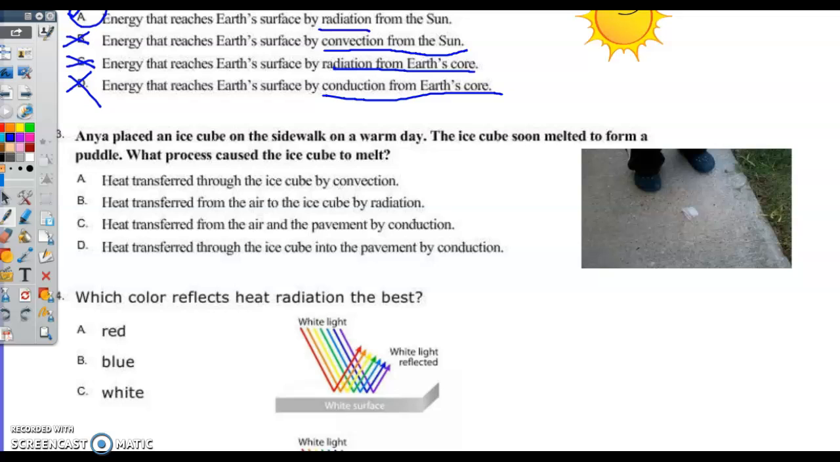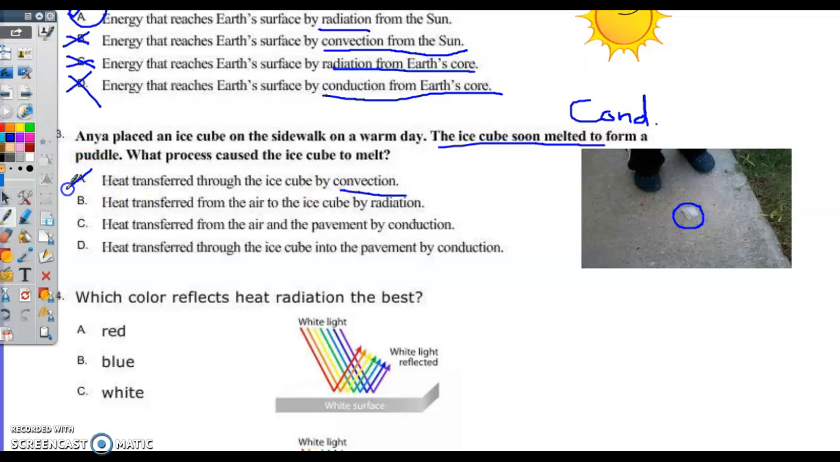3. Anya placed an ice cube on the sidewalk. There's the ice cube if you can't see it. It's just not a pair of Crocs, I promise. The ice cube soon melted. Now, if I just said, Parker, putting an ice cube on the sidewalk, what heat transfer already comes to mind for you? Yeah, the ice cube is touching the sidewalk, so I can't just put a C like I did with radiation. I have to put C-O-N and I have to put the D on there, because C-O-N-V is convection and C-O-N-D is conduction, right? Just abbreviate. Now, heat transferred through the ice cube by convection. Is that what you said?